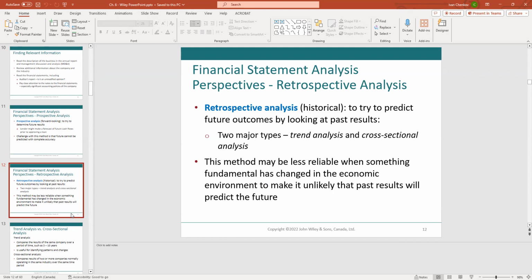These methods, again, can be unreliable when there are some fundamental changes in the economic environment. So let's say the company working in one industry suddenly changes business from one business to another business. Then it will be hard for us to predict where the company is going to go.